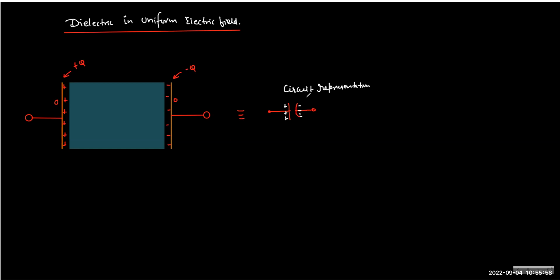So one should not be confused between the circuit and the actual diagram. Okay, so on the left, what you see is the reality. On the right is the way we have symbolized the circuit notation. Anyway.